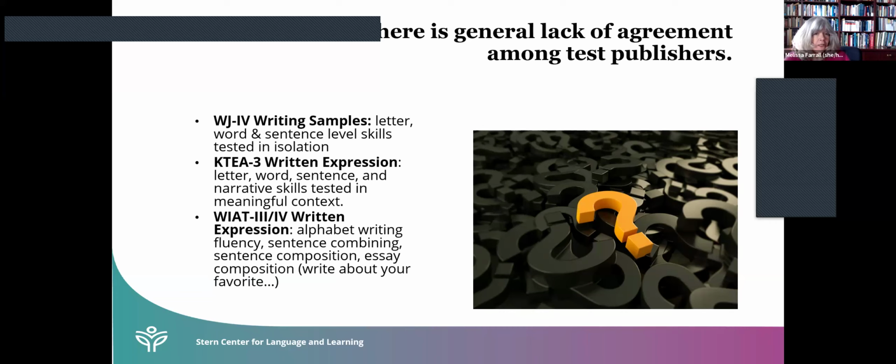And if we had one child taking all three tests, which would be a little bit unusual, we would find that we might end up with very different scores on these measures. And we might have to start asking ourselves, well, which score is best representative of this child's ability? Or we might ask ourselves, is one score better than the other? Is it better to give the WIAT than the KTA? Is it better to give the Woodcock-Johnson writing samples?